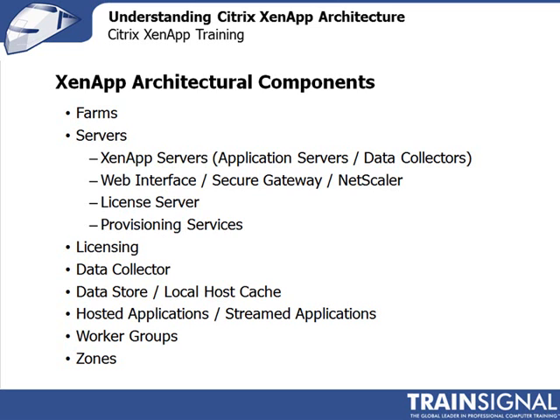Licensing is another architectural component. We talked about the license server, but I also wanted to stress the fact that licensing is very important in a XenApp architecture because you have the RDS licenses, which are the Microsoft licenses for terminal server and Windows and so on, and you have the Citrix licenses. In the next lesson, we focus on licensing, but I wanted to list that here.